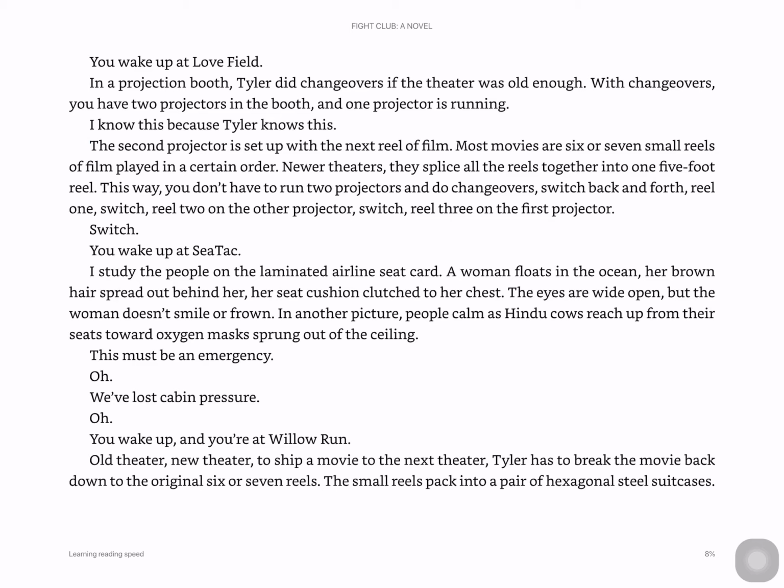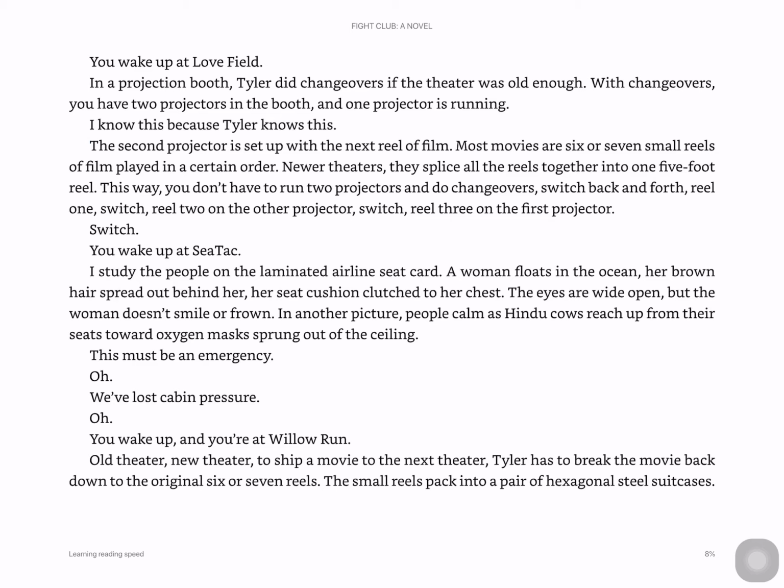Second projector is set up with the next reel of film. Most movies are 6 or 7 small reels of film played in a certain order. Newer theaters, they splice all the reels together into one 5-foot reel. This way, you don't have to run 2 projectors and do changeovers. Switch back and forth, reel 1, switch, reel 2 on the other projector, switch, reel 3 on the first projector, switch. You wake up at SeaTac.